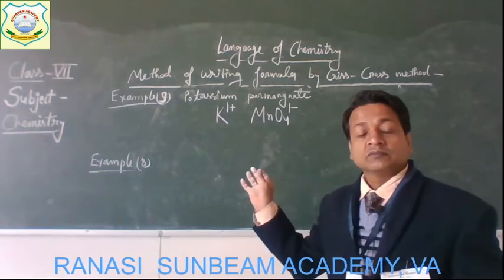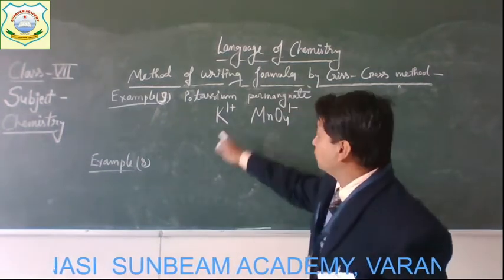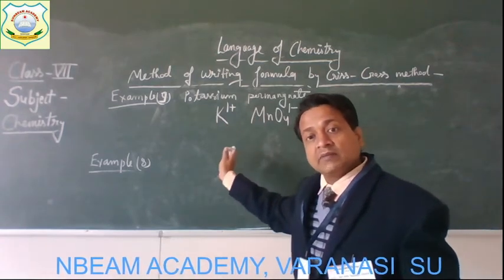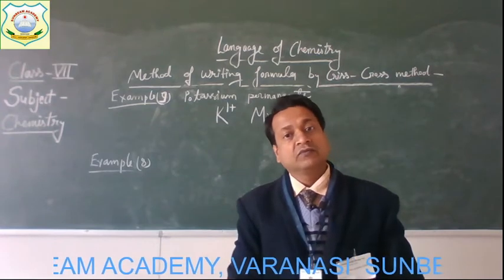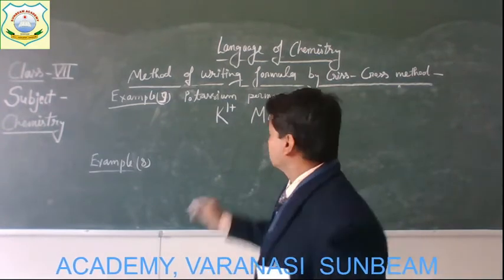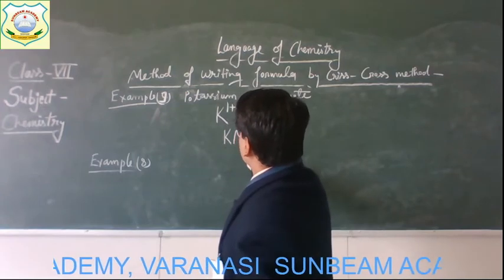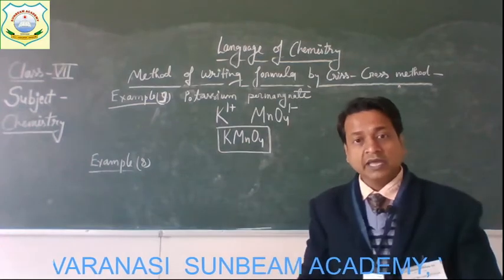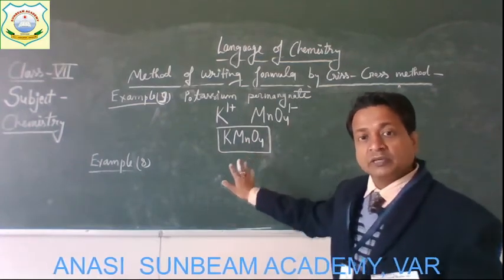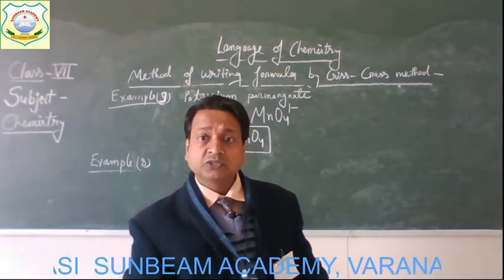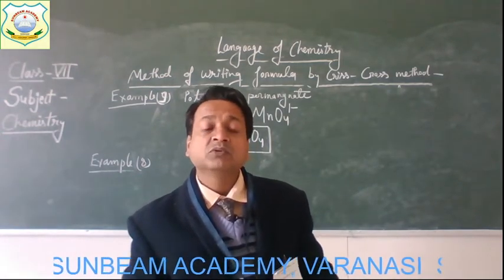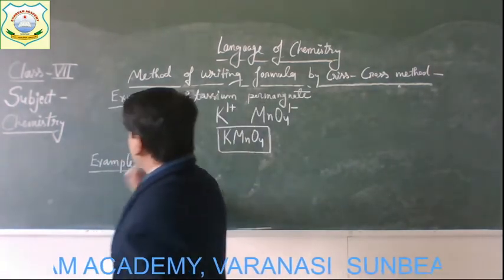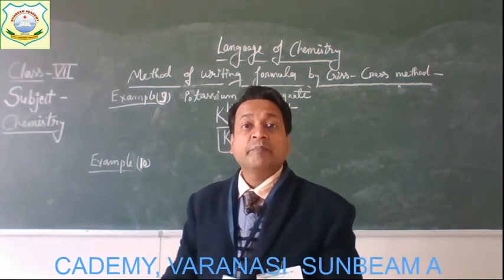Now we will remove the common factor 1 because these both have the valency 1. So after removing this common factor 1, crossing the valency, we will get the formula of potassium permanganate. So the formula will be KMnO4. Okay, so this is the formula of potassium permanganate. Understood children? Now come to the next example, and in the next example we will write the formula of barium peroxide.